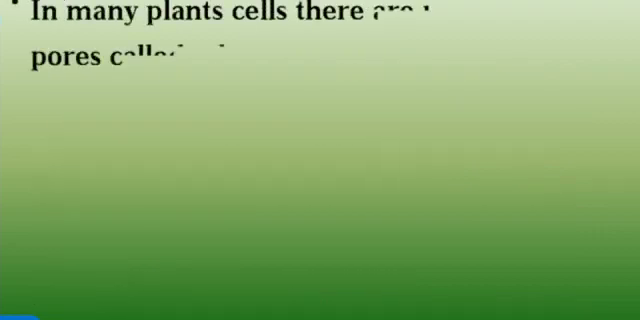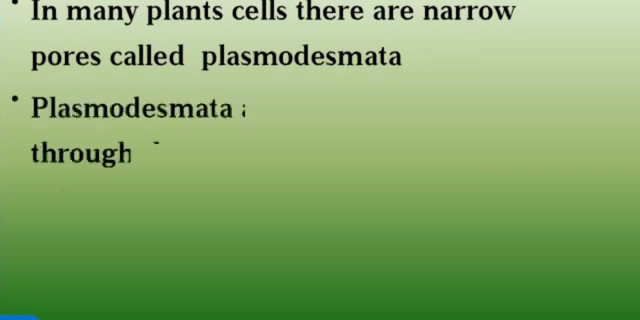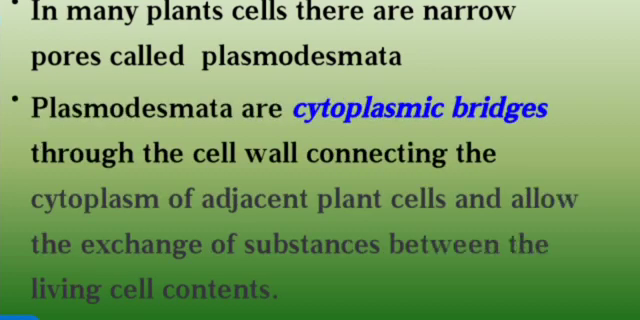Then, in many plant cells there are narrow pores called plasmodesmata. The plasmodesmata are cytoplasmic bridges through the cell wall, connecting the cytoplasm of adjacent plant cells and allowing the exchange of substances between the living cell contents.